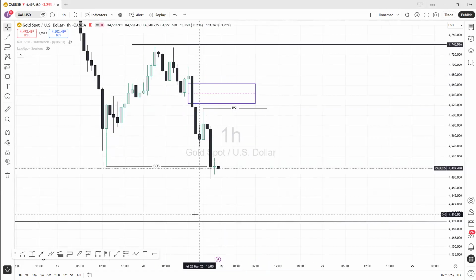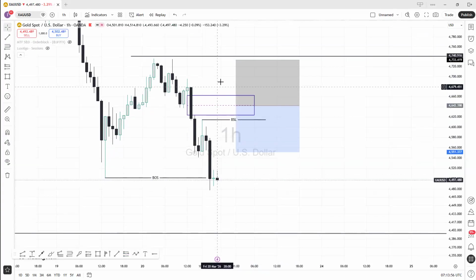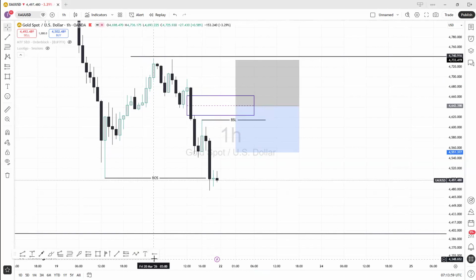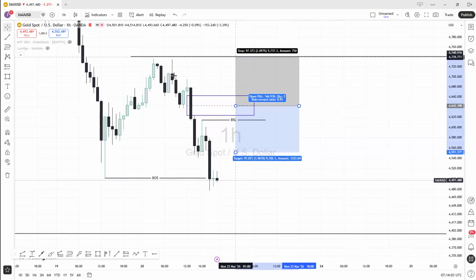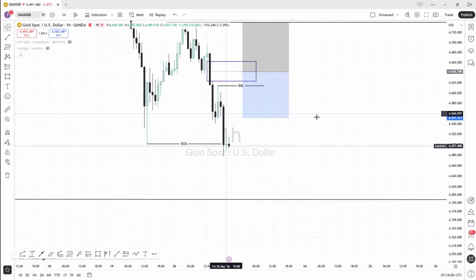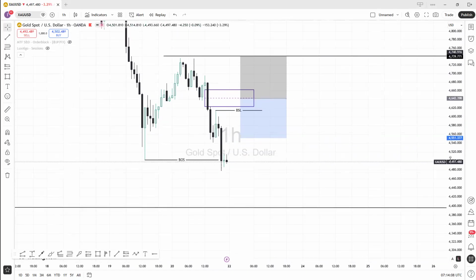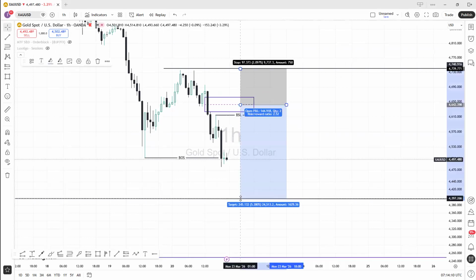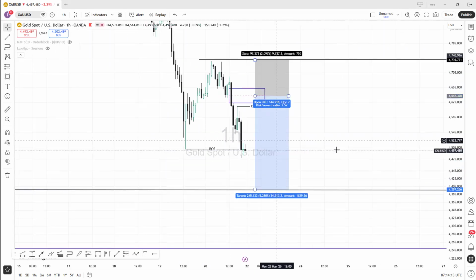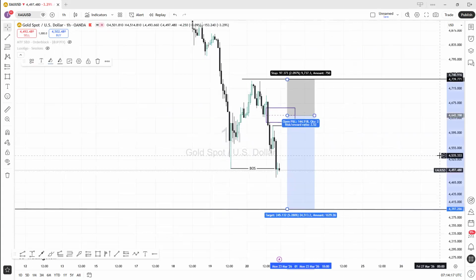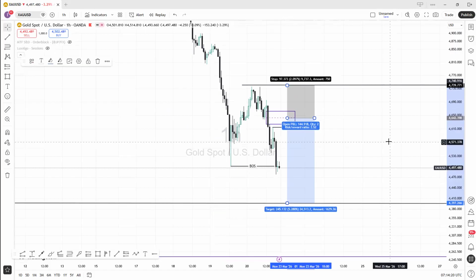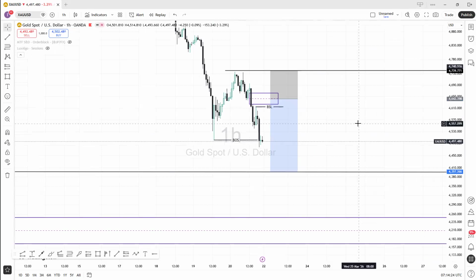So what do we do? We're supposed to wait for price to mitigate 50% of that fair value gap, and then our stop will be above that area here, that area, and then our target will be here, that sell side liquidity on the 4-hour time frame, almost a 2.5 risk to reward.